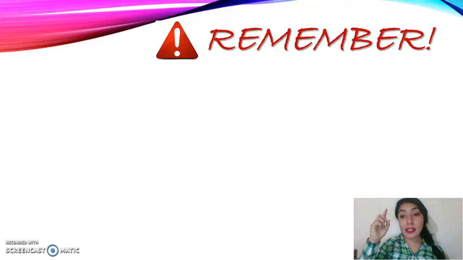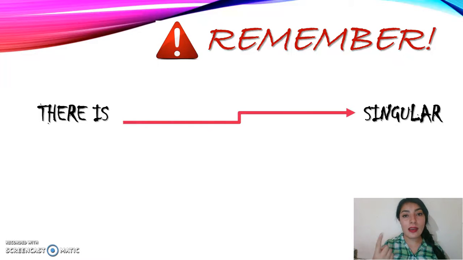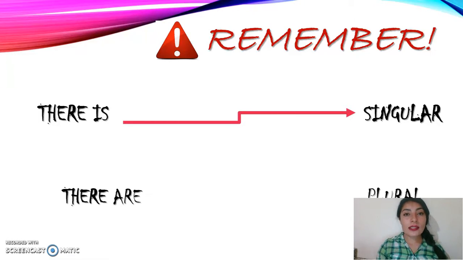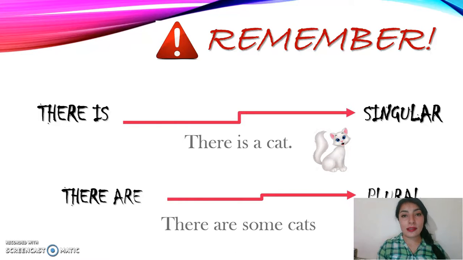So you have to remember this: there is is only used with singular nouns. For example, a cat, an apple, to say that it's only one person or thing. And there are is only used for plural nouns. For example, there is a cat. We mean that it's only one cat, no more, just one. And there are some cats. It means that there are 2 or more cats, even 100 cats, but more than two cats.